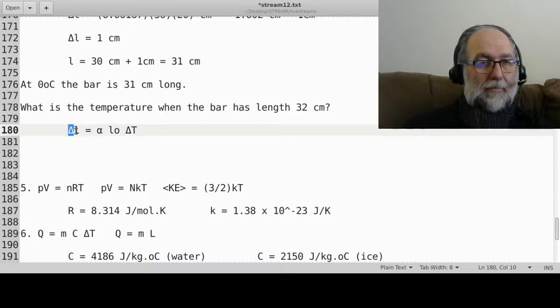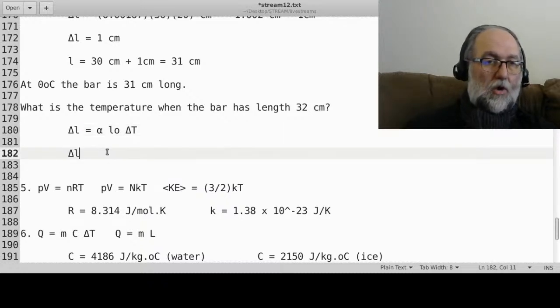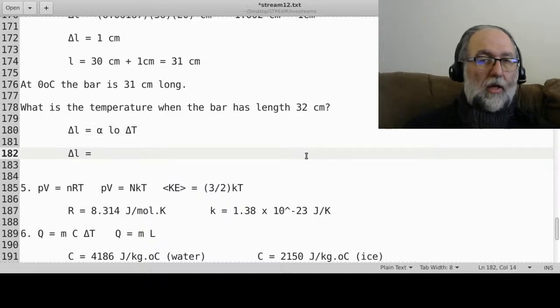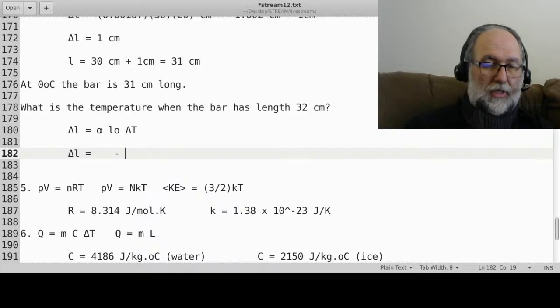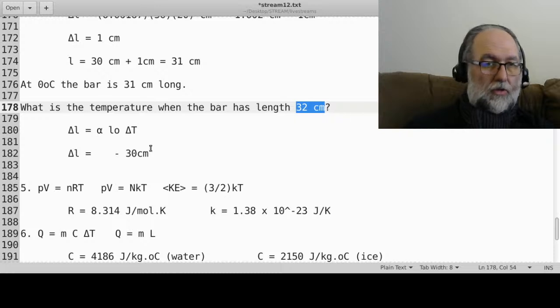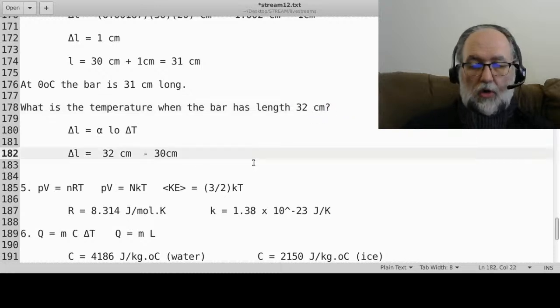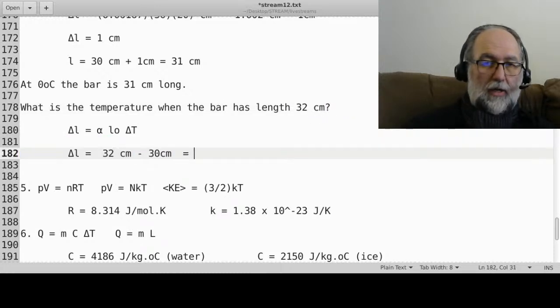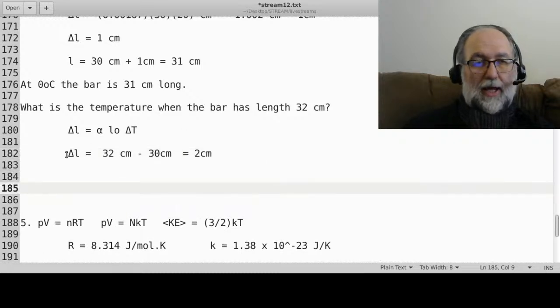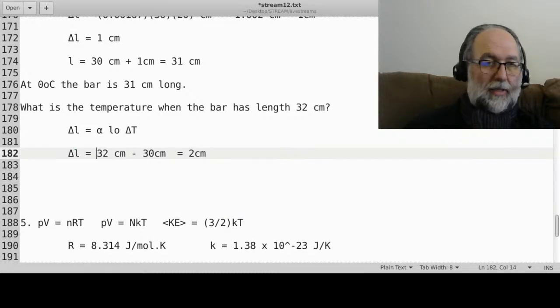Delta L is how much did it expand over the 30 centimeter mark? It started at 30 centimeters, that's your lower length, but it expanded to 32 centimeters. So the total expansion in this case is going to be 2 centimeters. Remember, delta L is the change in length, not the actual length. It starts at 30 at minus 20 and expands to 32. Alpha, you know that from above. L naught didn't change, that's still 30.